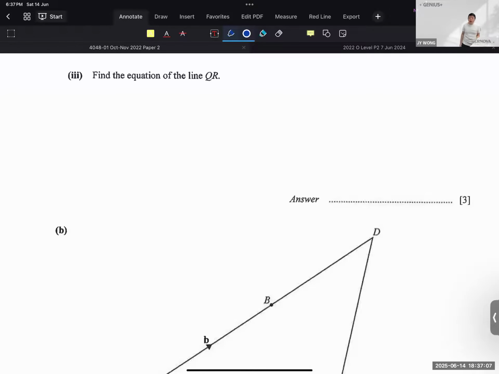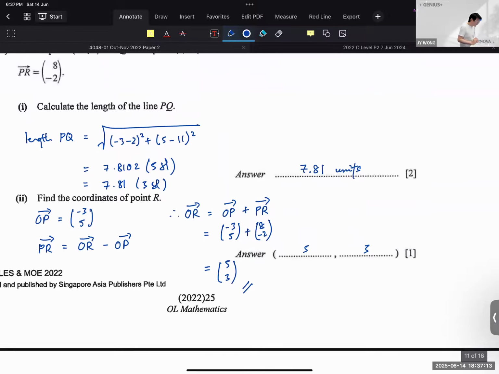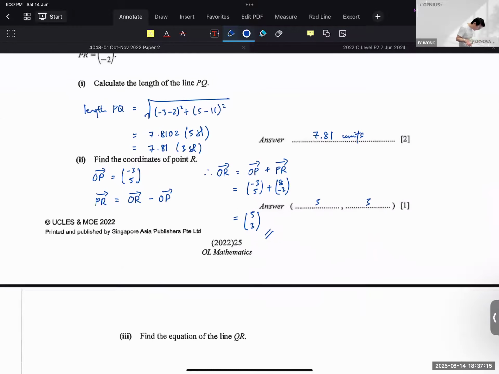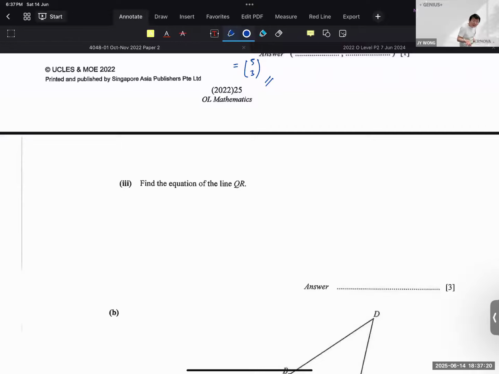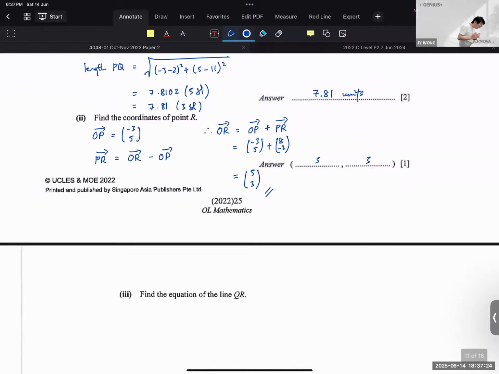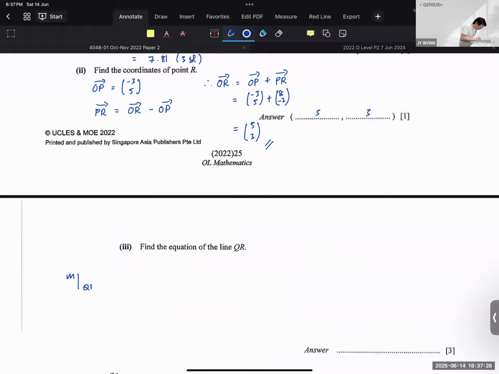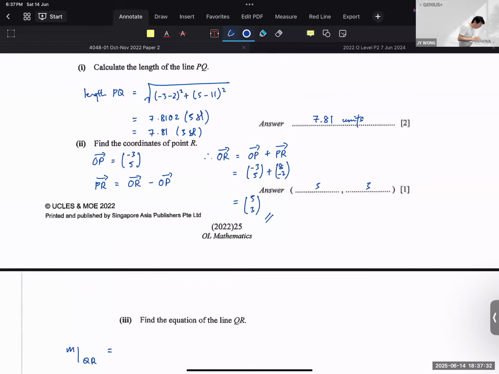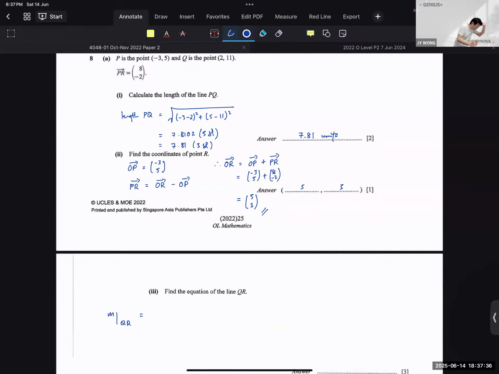Find the equation of the line QR. How to find QR? But wait, why is this 3 marks? What? You have point R, you have point Q. I hope you know how to find this thing called gradient. Gradient of QR is equal to... sometimes I really don't understand their mark allocation.